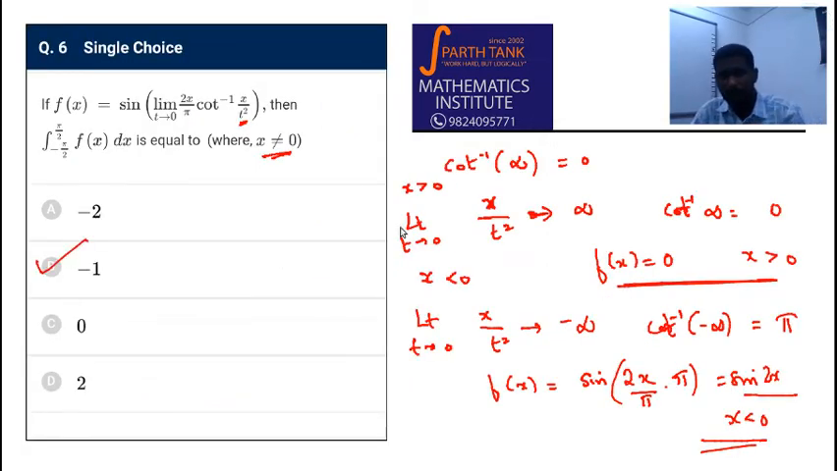Okay. Very simple. Identify that when x is positive, this is going to plus infinity, and therefore cot inverse is 0. When it is negative, this is going to minus infinity, and cot inverse is pi.